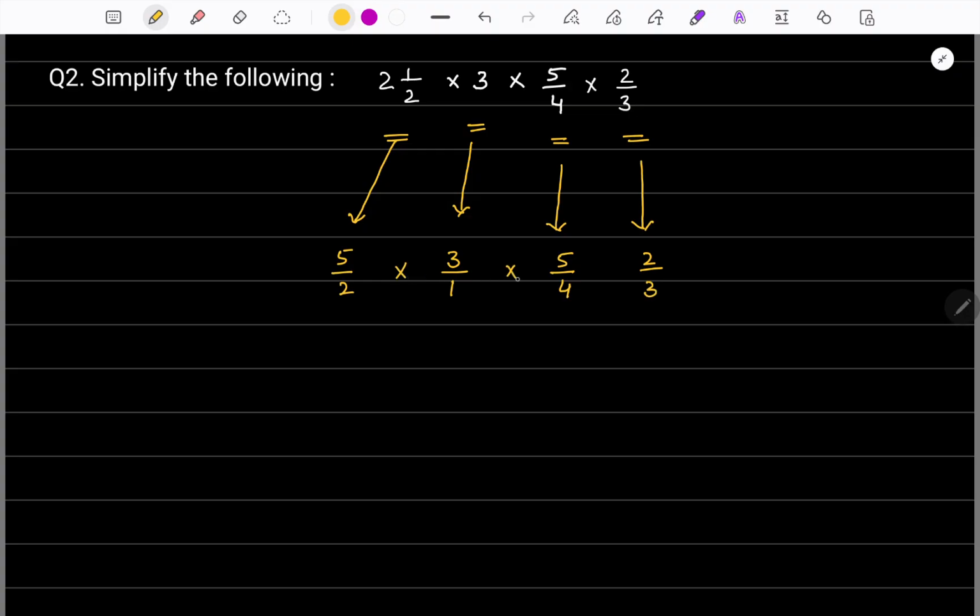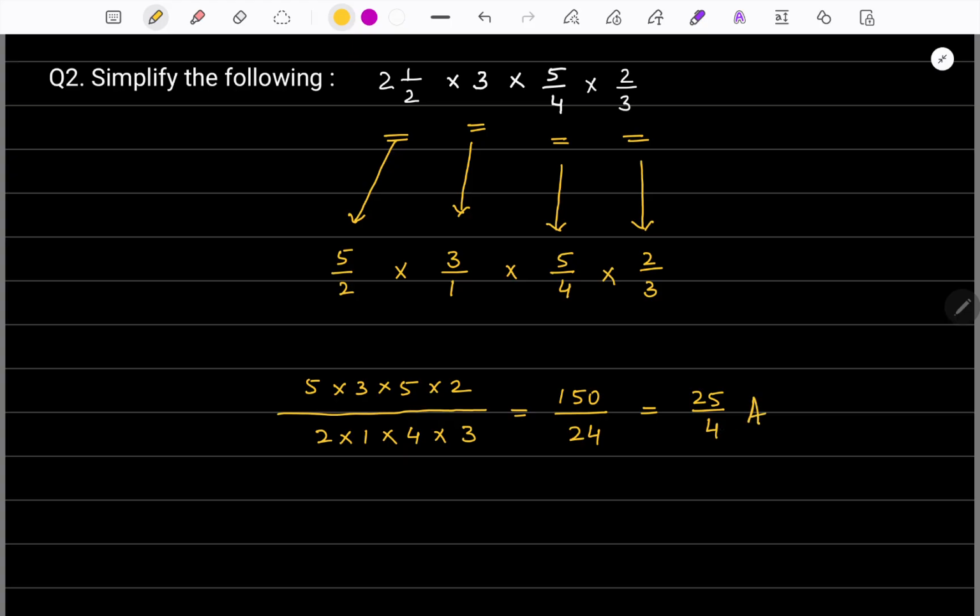Now let's place the sign of multiplication and find the product of the numerators and denominators. The product of numerators here will be 5 into 3 into 5 into 2, and this will be divided by the product of denominators, that is 2 into 1 into 4 into 3. This gives us 150 by 24. Now 150 by 24, as we can see, can be divided further, so we convert that into its lowest form. Here it will come out to be 25 by 4. So 25 by 4 is the product of all these numbers given in question 2.